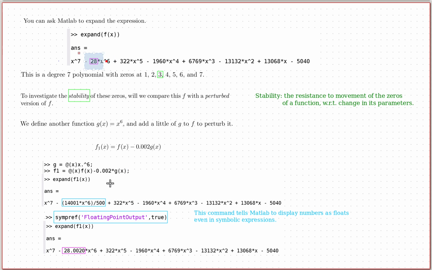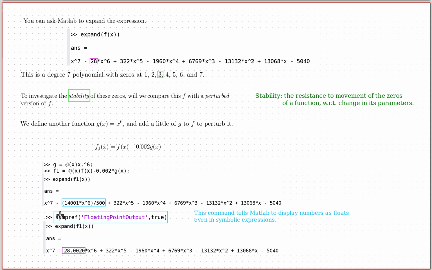But rather than writing it as 28.002 x to the 6th, it wrote it as a fraction. Now, this is the default behavior in MATLAB when it's working with symbolic expressions. So symbolic expressions, by default, are printed using fractions rather than decimals. If you want to turn that behavior off, you can execute this command. So simpref, quote, floating point output, quote, comma, true.